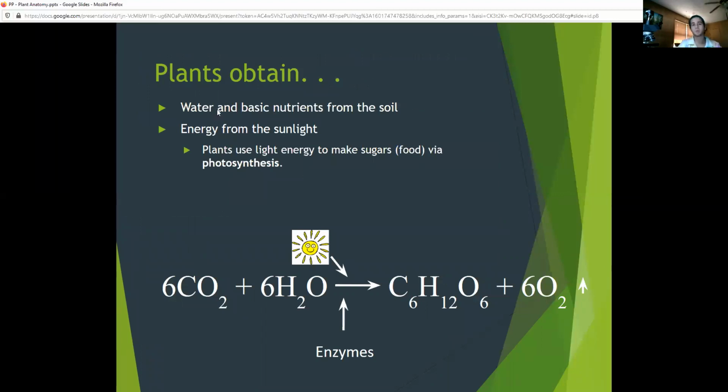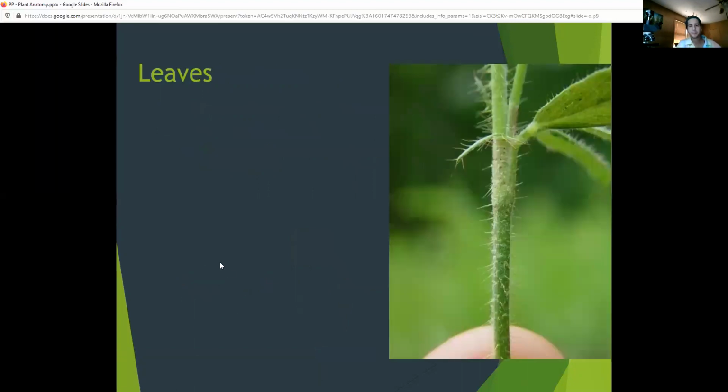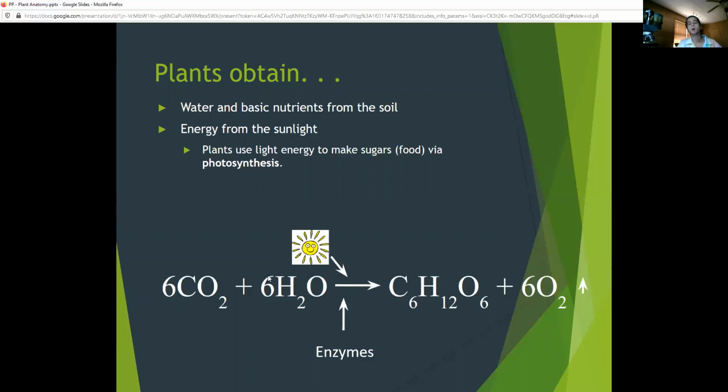So plants obtain water and basic nutrients from the soil, and energy from the sunlight, and they use the light energy to make sugars via photosynthesis. They're getting the CO2 from the air, pulling it in through their stomata, water from the soil, they're using a few of their own enzymes, and they're using energy from the sunlight to assemble sugars, C6H12O6, and oxygen as a waste product.